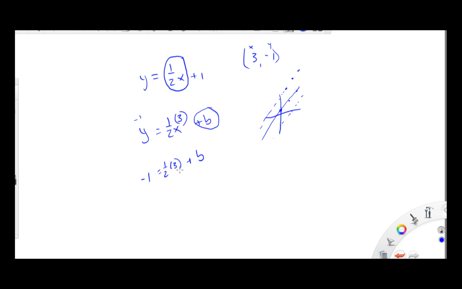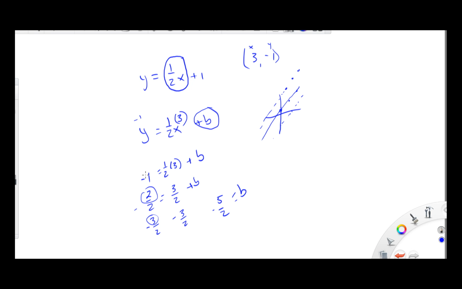We've got to find b by itself. In order to do that, we can look at -1 as -2 over 2, which equals 3 over 2 plus b. Okay, let's subtract 3 over 2 from both sides, and b now is going to equal -2 over 2 minus 3 over 2, which is going to be -5 over 2, because we have a 2 here and a 3 here.